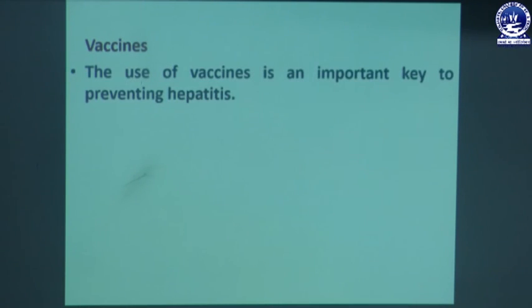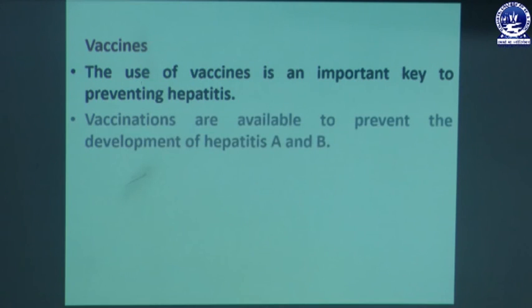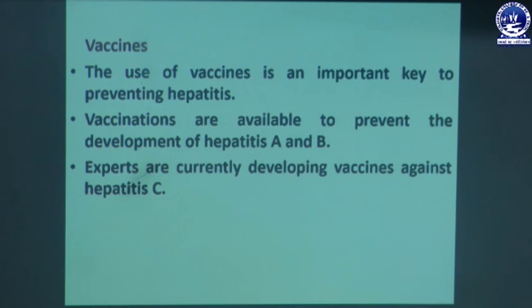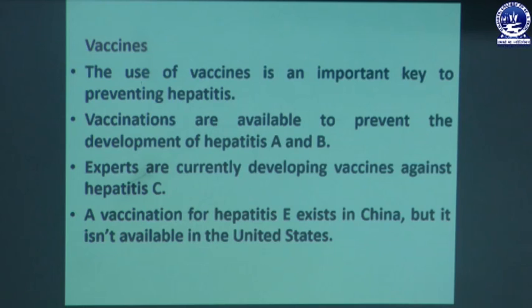Vaccines. The use of vaccines is an important key to preventing hepatitis. Through the use of vaccines, you can prevent hepatitis disease. Vaccinations are available to prevent the development of hepatitis A and B. Experts are currently developing vaccines against hepatitis C. A vaccination for hepatitis E exists in China, but it is not available in the United States.